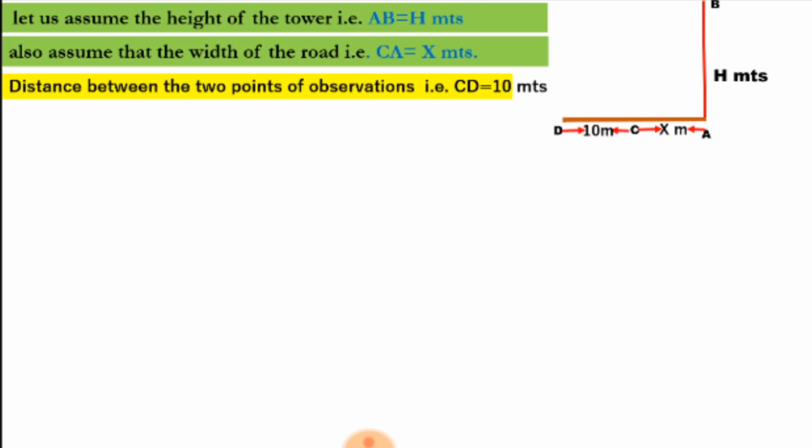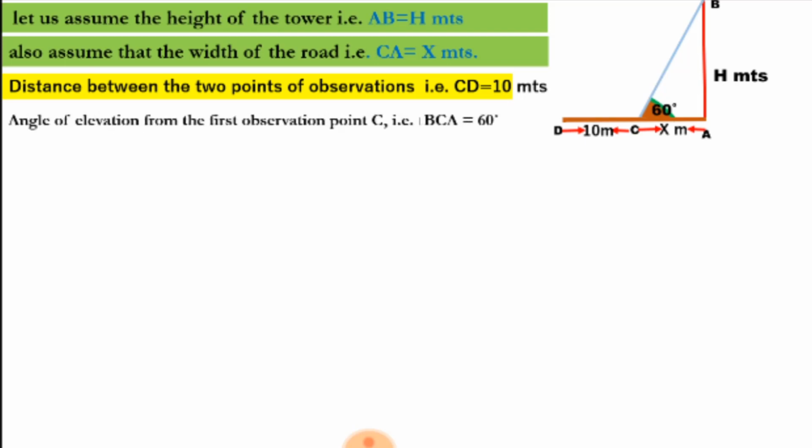Now the observer moves 10 meters away from point C, and from there he is observing the top of the cell tower again. Let us consider that point as D. The distance between the two points C and D is 10 meters. From point C, the angle of elevation of the top of the cell tower is 60 degrees, and from point D, the angle of elevation is 30 degrees. Now we need to calculate the height of the cell tower and also the width of the road.